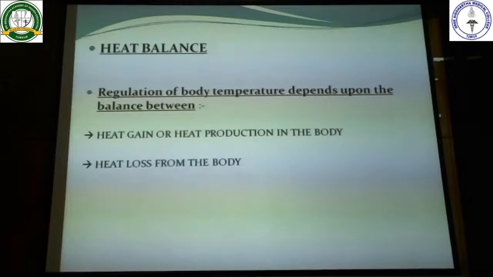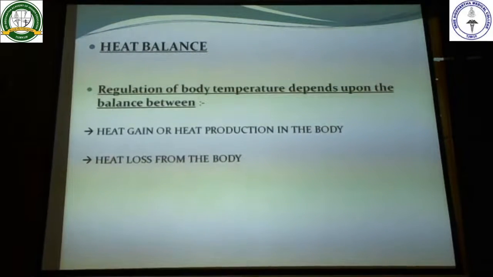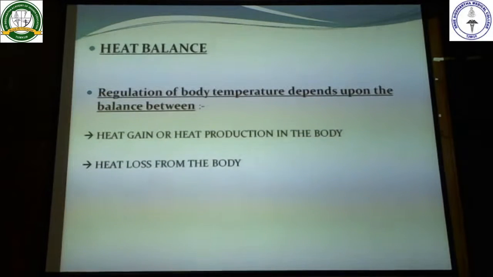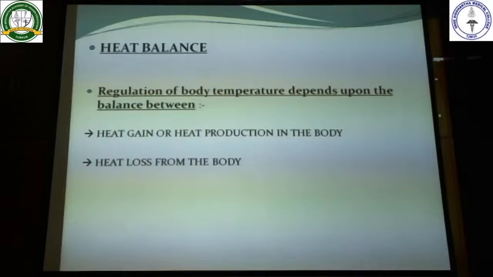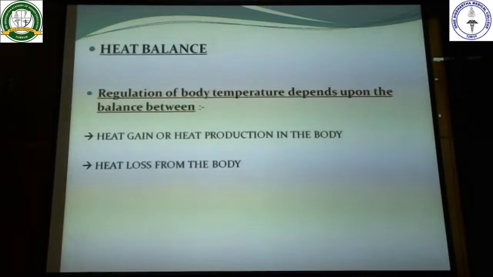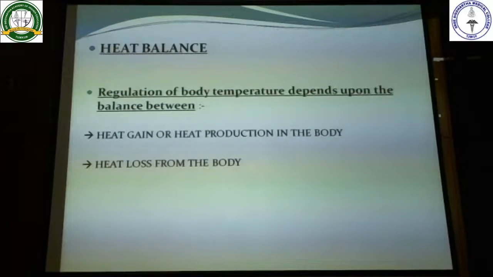It is simple. Whenever the body temperature is more than the normal, the body tends to bring it back to normal by losing the heat from the body. And whenever the body temperature is less than the normal, the body tends to produce the heat so that it comes back to the normal. So those are the two things which we need to discuss, right?